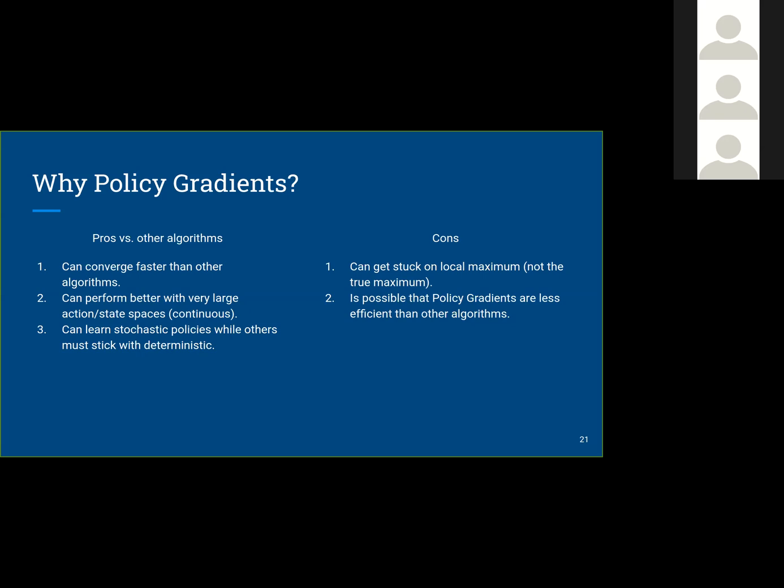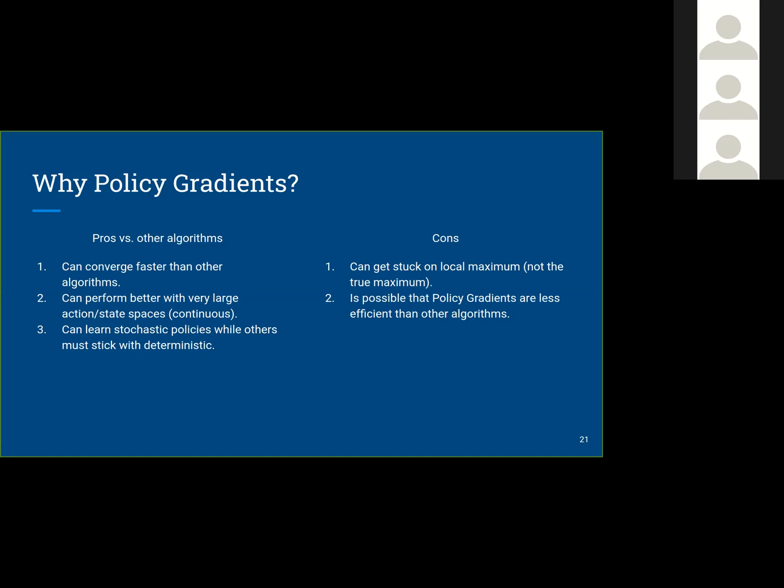The third advantage is policy gradients can learn stochastic policies, while the previous ones we talked about have to stick with deterministic ones. Stochastic means instead of definitively taking this action when you're in this state, you have a probability of taking each action. So let's say in a game, if Q learning was to say always go right if you're against this wall, policy gradients would say, okay, you have, let's say, a 10% chance of going left and a 90% chance of going right. So it's more flexible.